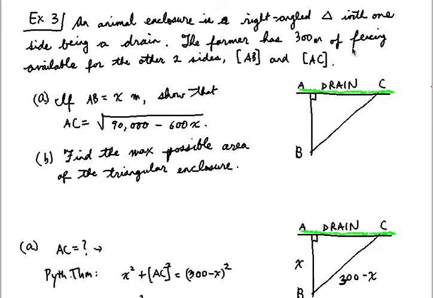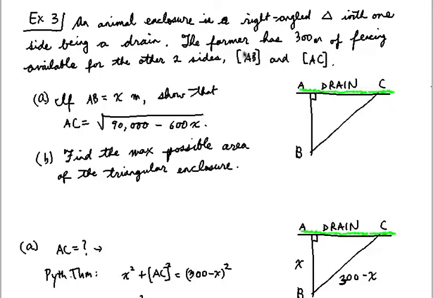All right, so let's take a look at an example where it might be useful to square a function in order to find the derivative, or find the maxima or minima points. An animal enclosure is a right-angled triangle with one side being a drain. Here's a drain. The farmer that owns this animal enclosure has 300 meters of fencing available for the other two sides, segment AB and segment AC.